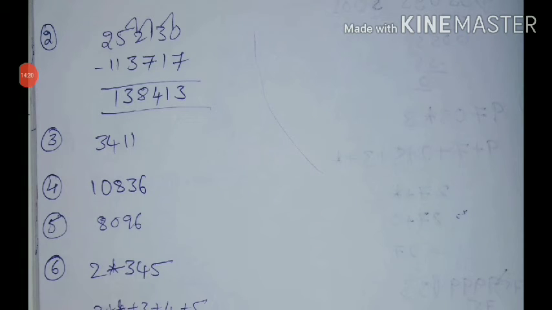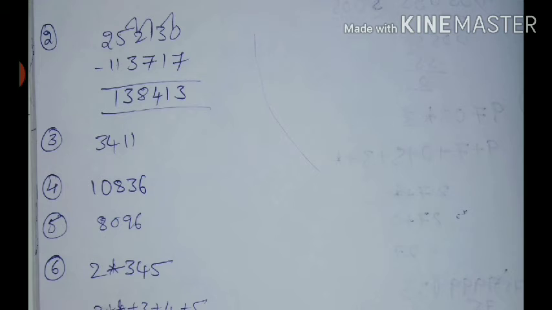Next. Which of the following numbers is exactly divisible by 9? Here also, just do the sum of the digits of the given number. 2 plus 0 is 2. 2 plus 7, 9, 9 plus 5, 14, 14 plus 6, 20. That is not. Next, 1 plus 0, 1, 1 plus 8, 9, 9 plus 3, 12, 12 plus 6, 18. So this is the number which is exactly divisible by 9.